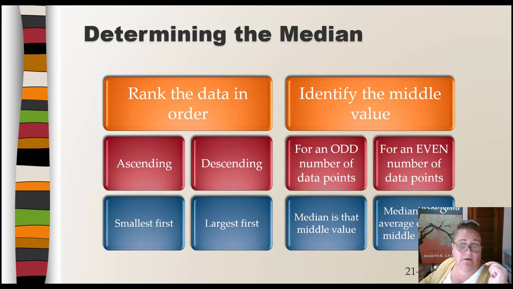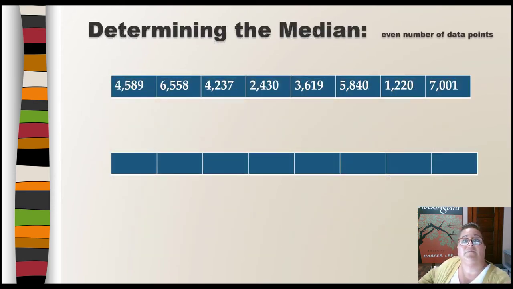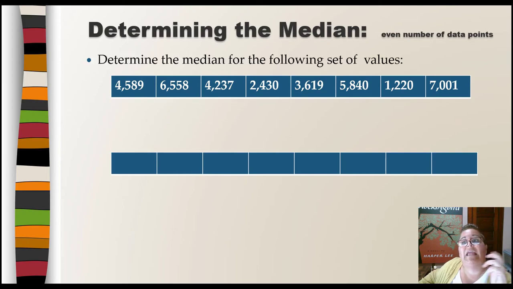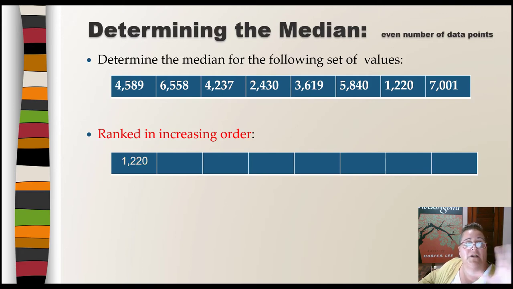Let's try a couple here. Okay, so here I have a data set. I'm using a small one so it's manageable, even though the numbers are big. I have 1, 2, 3, 4, 5, 6, 7, 8 data points. So I first need to rank those. I'm going to rank them in increasing order. So in increasing order, my first data value would be 1,220. Then we're going to do 2,430.